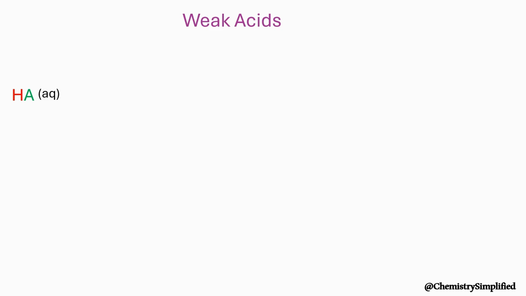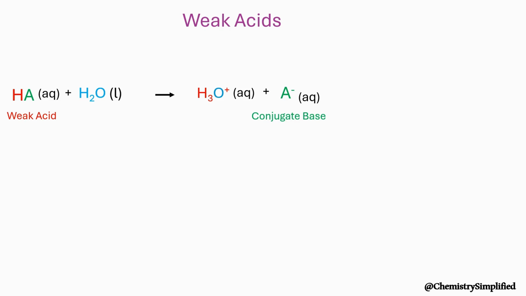Let's say we're given HA as a weak acid. If it was to dissolve in water, it would ionize partially, slightly, right? The small arrow tells us that this reaction is not moving forward much. So it would produce H3O+, which is hydronium ion, plus A-, which would be the conjugate base.